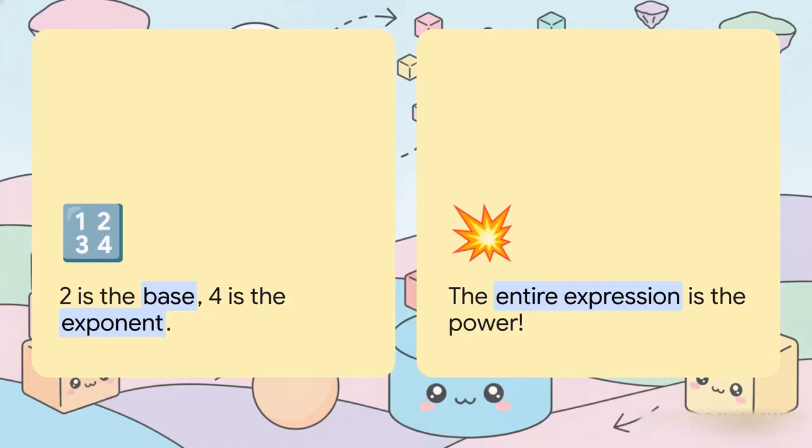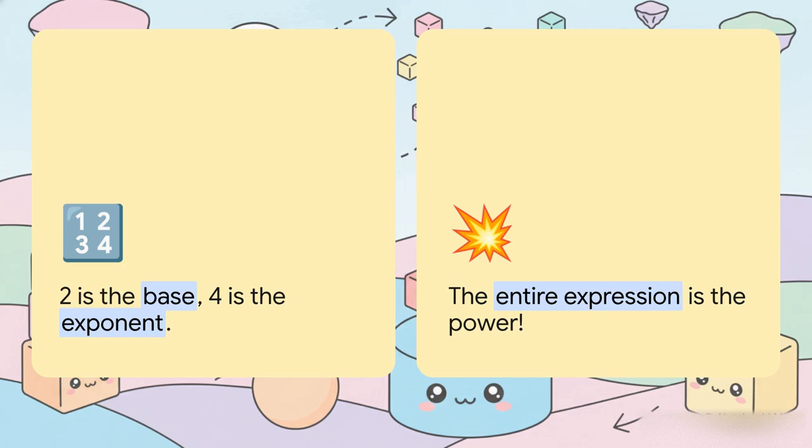Let's start by clearing up a massive misconception that even older students, and honestly, seasoned professionals, get wrong all the time. Here is the absolute crucial point. The 2 is the base, the 4 is the exponent, and it is the entire expression combined that we actually call the power. The big number at the bottom, the 2, is the base, that tiny number at the top, the 4, is the exponent. But the whole package together, that's the power.